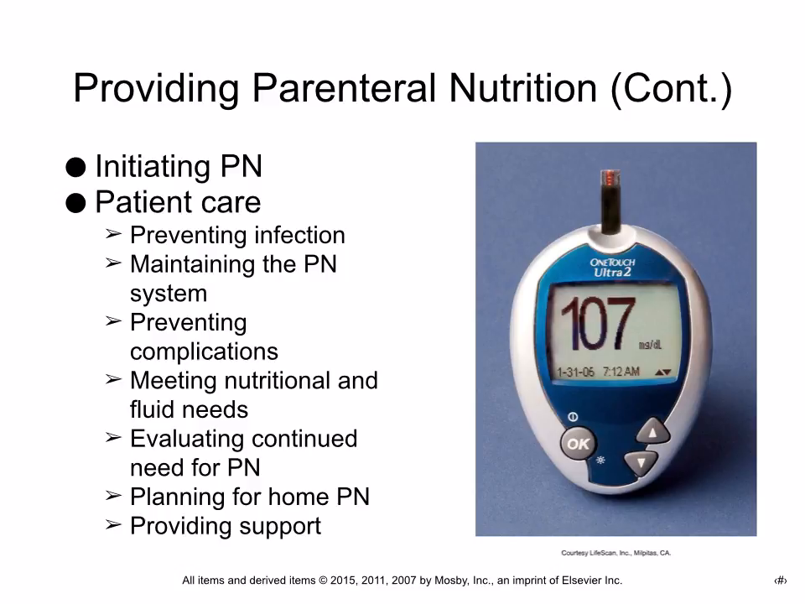Your part in patient care is preventing infection, maintaining the parenteral system, which is the access the patient has, preventing complications, and meeting nutritional and fluid needs. So you have to know the ingredients of this parenteral nutrition, how much glucose, how much potassium, how many vitamins are part of these bags. And if the patient is going home on parenteral nutrition, then you have to provide proper support and education on how it will be done at home.